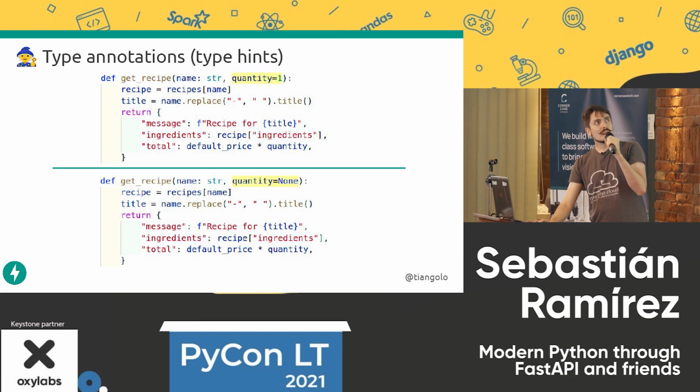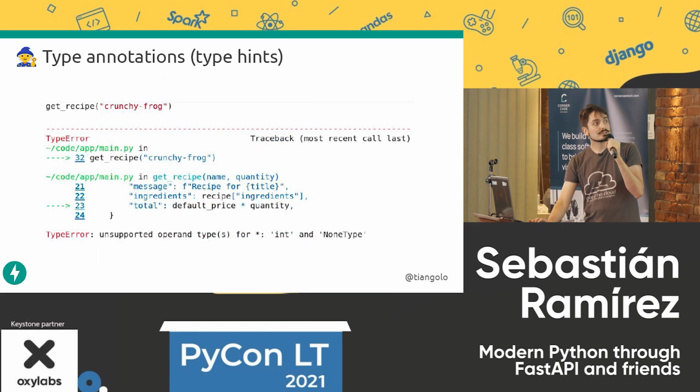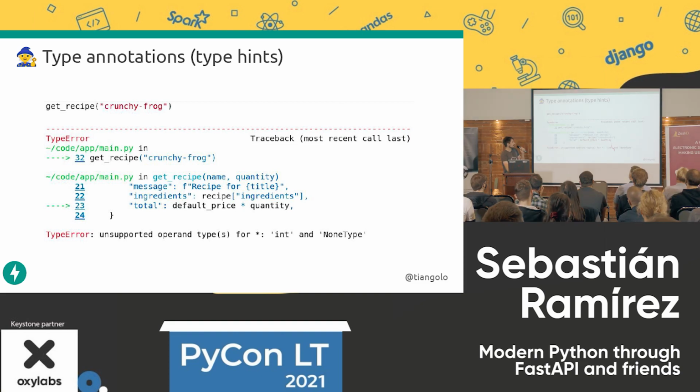Now, let's say that we actually don't want to always give a quantity of 1. Maybe some people just want the recipe and they don't really want to order one. It's a simple refactor. We just change the default from 1 to None. Cool. That sounds fine. And now if we run it, we get an error telling us, hey, default price is an integer and quantity is None, and you cannot multiply an integer with None.